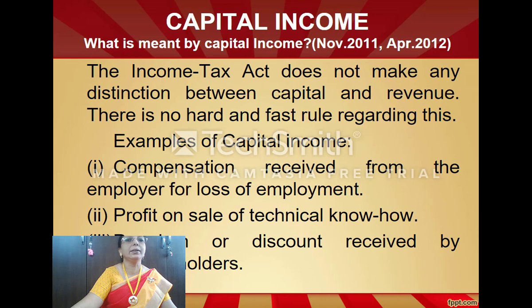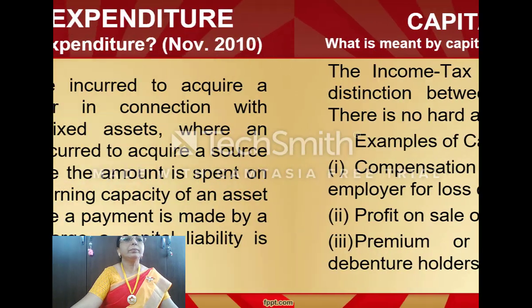Next, capital income. Capital income is nothing but an income that you derive on a one-time basis. It's not a regular income, it is a one-time income. So compensation received from the employer for loss of employment, profit on sale of technical know-how, all these are capital income. Revenue income is routine in nature. This is not routine. You receive it once, it's a one-time income.